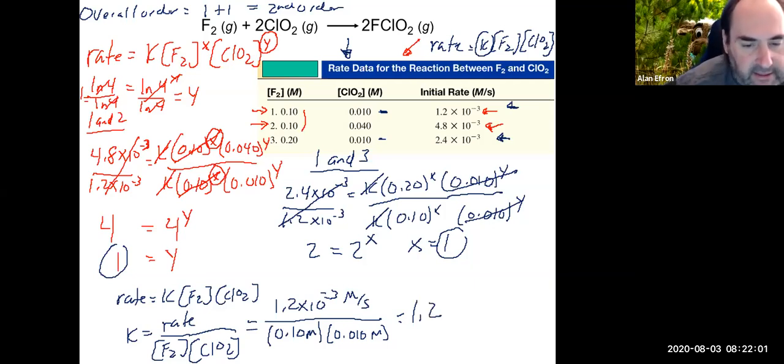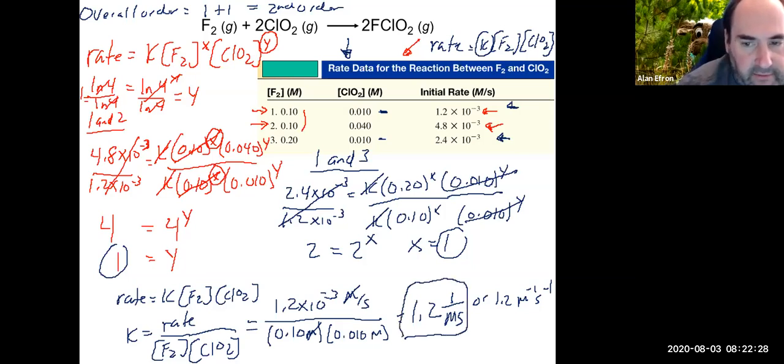Now, in terms of units, the molarity on top will cancel with a molarity on the bottom, and what that will leave you is 1 over molar seconds as the units, or you could write 1.2 M to the minus 1 s to the minus 1. So you can go either way on that.